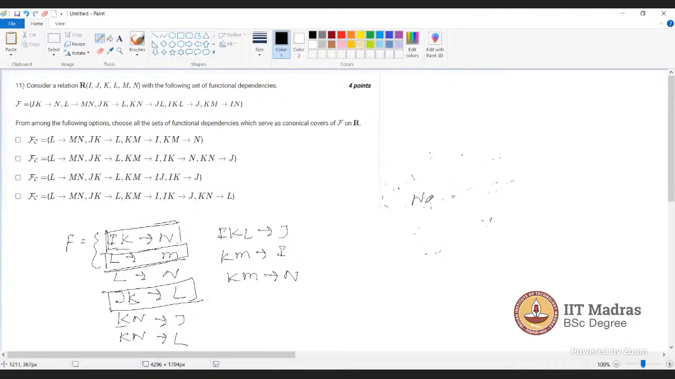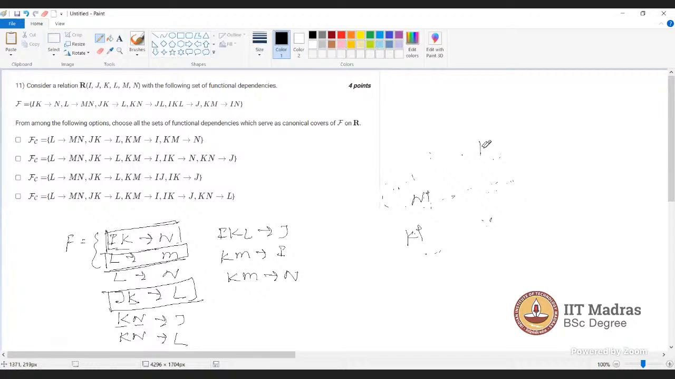So find whether N is an extraneous attribute or not. So find N closure. What will you get? N. So K is not an extraneous attribute. Then find whether N is an extraneous attribute or not. So find K closure. What will you get? K. So this is not an extraneous attribute.